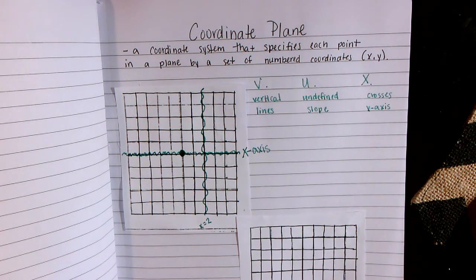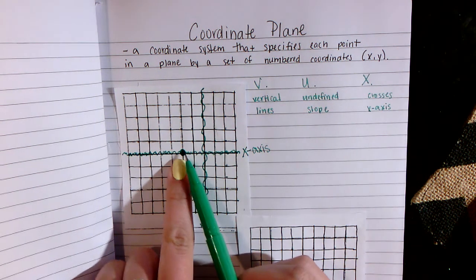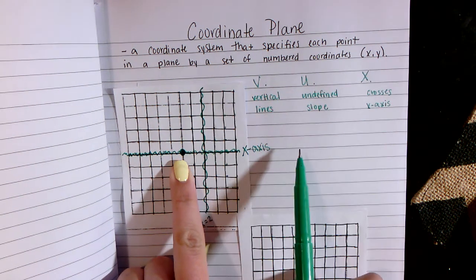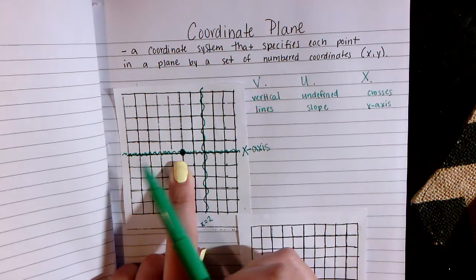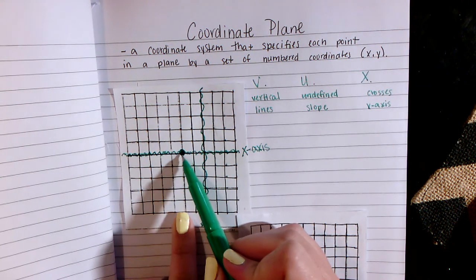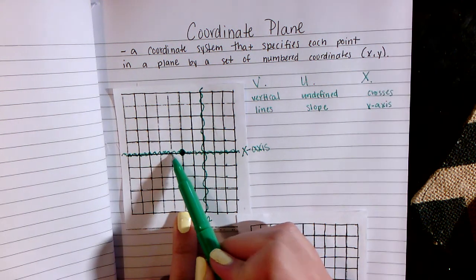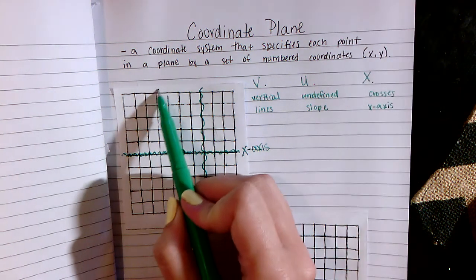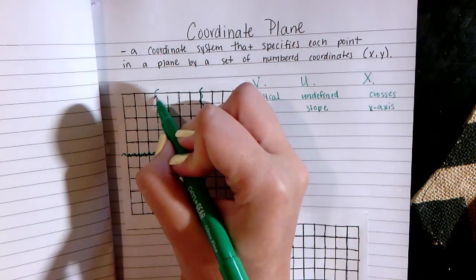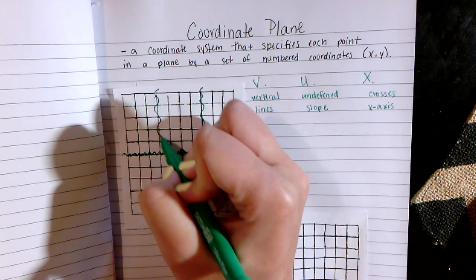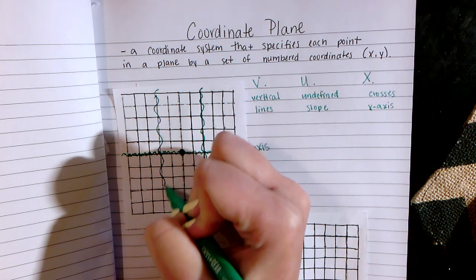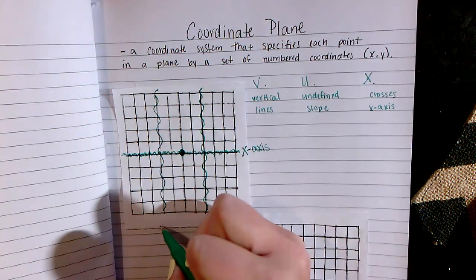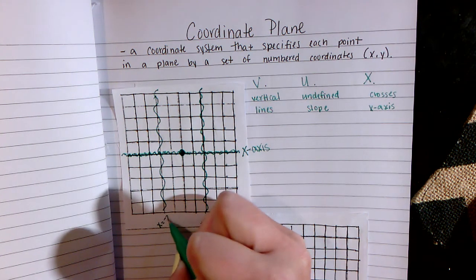If I were to say, okay, what about negative 2? Okay, well, if this is 0, we know that anything going to the right is positive numbers, and anything to the left is negative numbers. So I need to go to the left side 2 spaces. 1, 2. This would be negative 2. So this would be x equals negative 2.